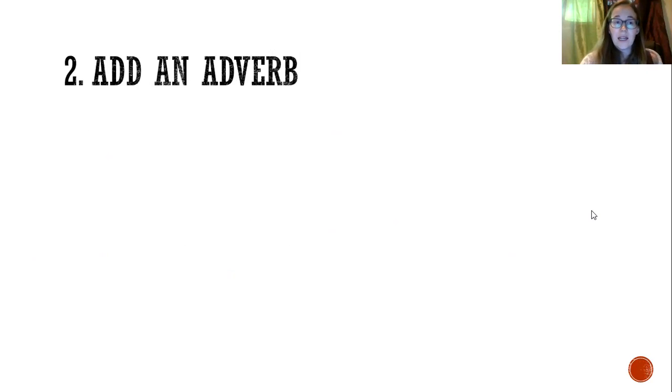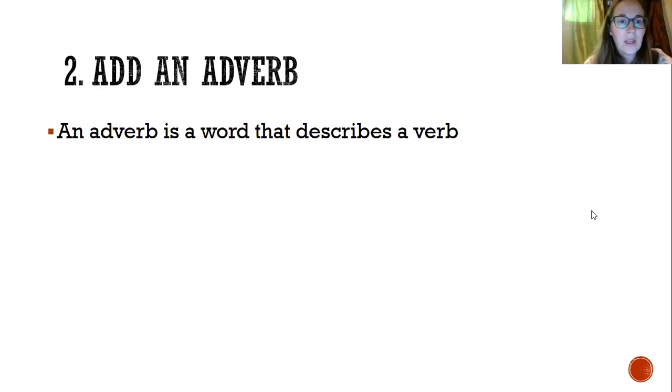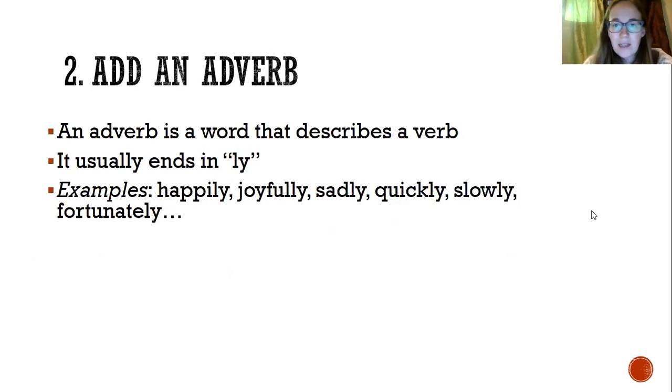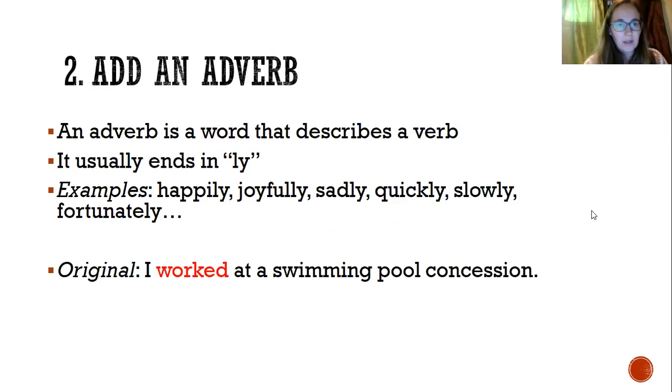Okay, the next strategy we're going to talk about is adding an adverb. An adverb is a word that describes a verb. Usually it ends in ly, like quickly, happily, supposedly, joyfully. Okay, some more examples: fortunately, sadly, slowly.